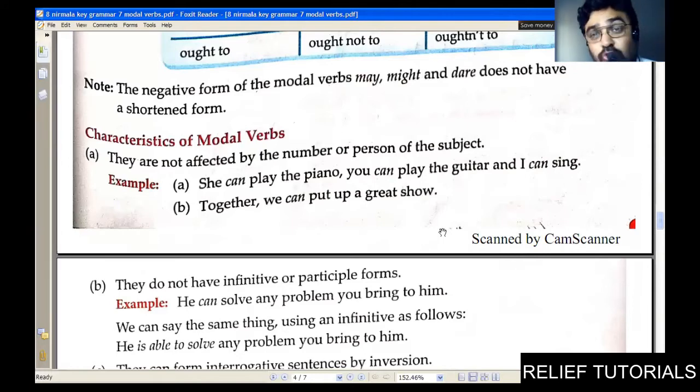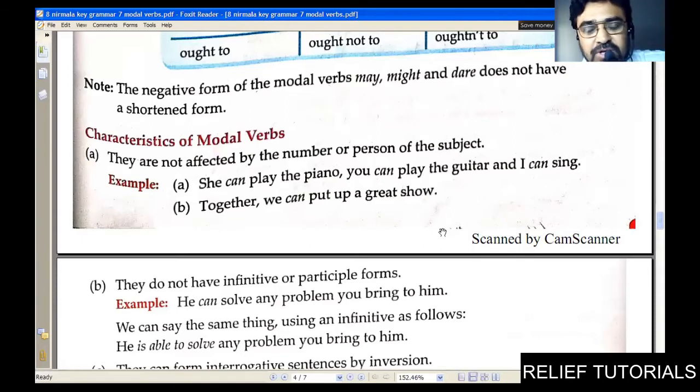I told you right in the beginning, in the first part, modal verbs don't get affected by the subject's person or number. They do not even have any infinitive or participle form. Well, they don't really get changed according to the subject or in any other situation. So they should be kept in your mind. First characteristic: they are not affected by the number or person of the subject.